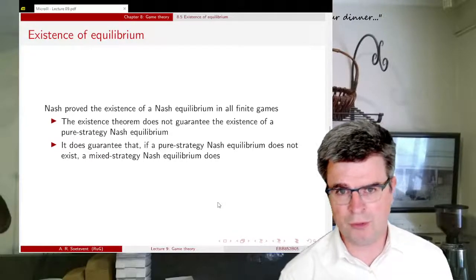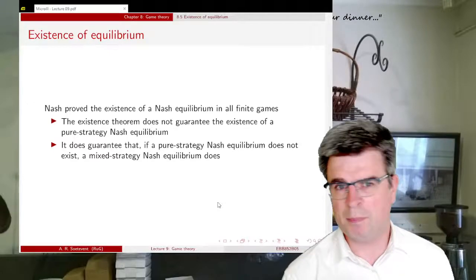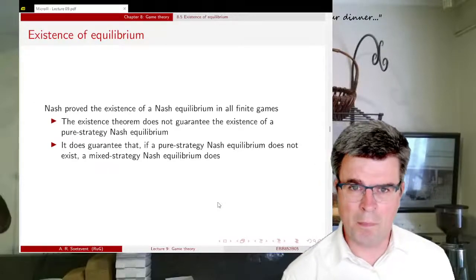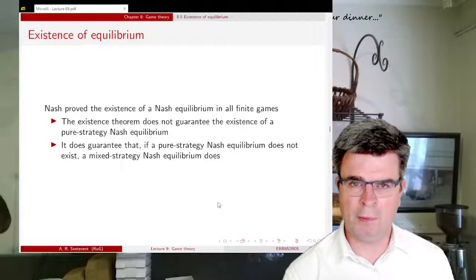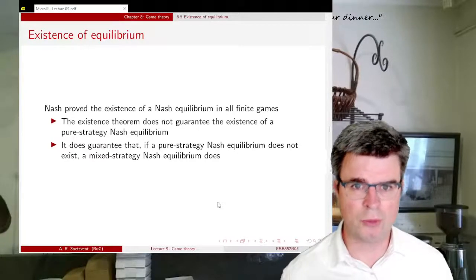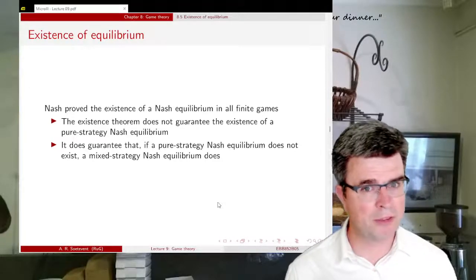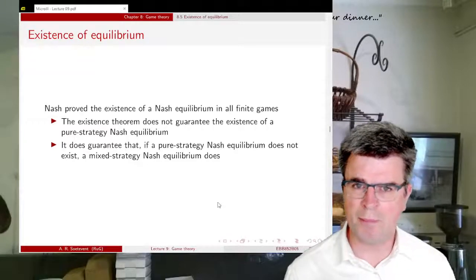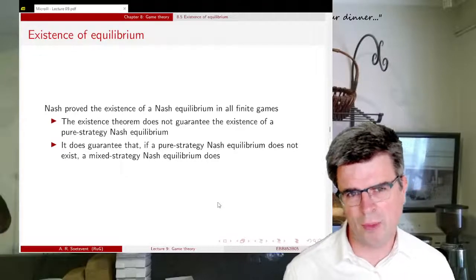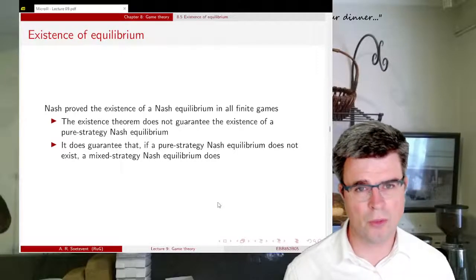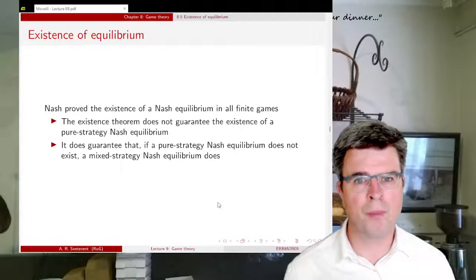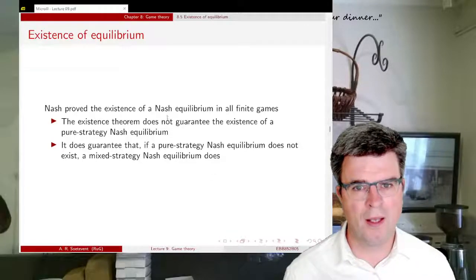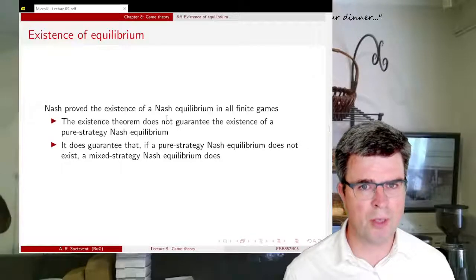So if the game doesn't have a Nash equilibrium in pure strategies, then it must have an equilibrium in mixed strategies. And that also holds for rock, paper, scissors. So you can maybe already guess what the equilibrium in that game in mixed strategies is. And you can check whether your hunch is right by doing the formal derivation. And that completes the first part of this lecture.